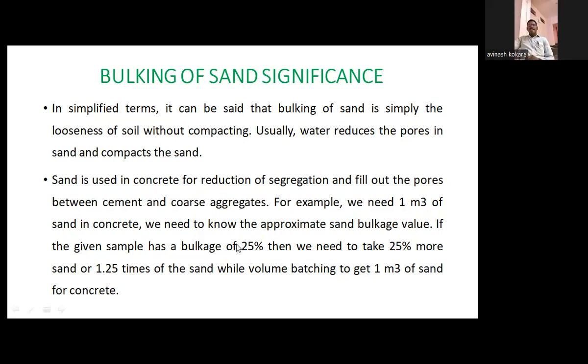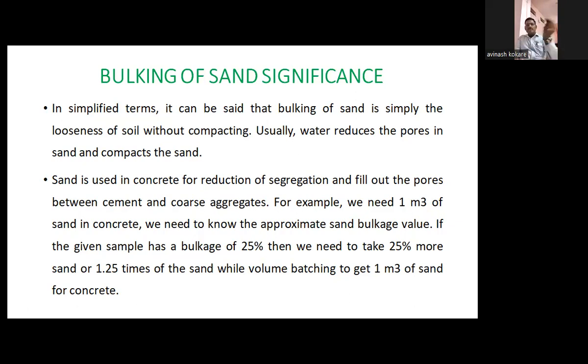The sand is used in the concrete for the reduction of segregation and to fill out the pores between the cement and coarse aggregate. Why are we using the sand in the concrete? Because the coarser materials, 10 mm and 20 mm aggregates, are there.